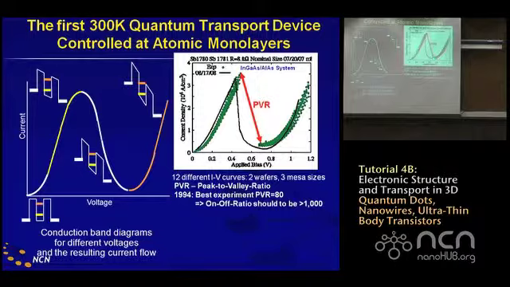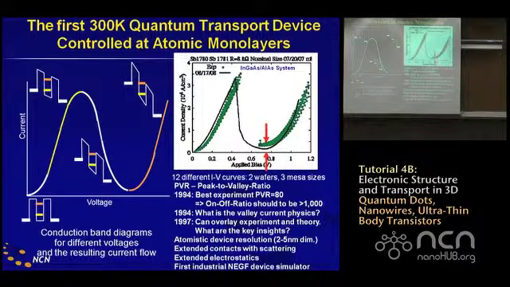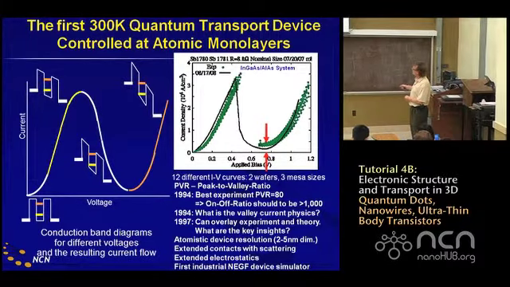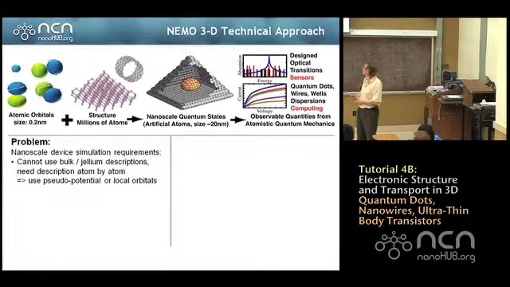We needed something more like 1,000. You needed to understand where the valley current comes from. And in '97, we were able to overlay experiment and theory. And really the key insight here is that we needed atomic device resolution of 2 to 5 nanometers. We needed to resolve it atomistically. We needed extended contacts with scattering, extended electrostatics, and we really built at the time the first NEGF simulator.